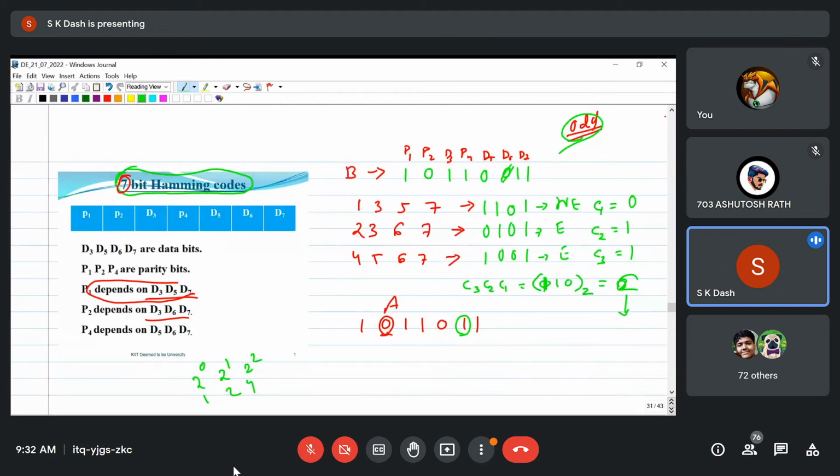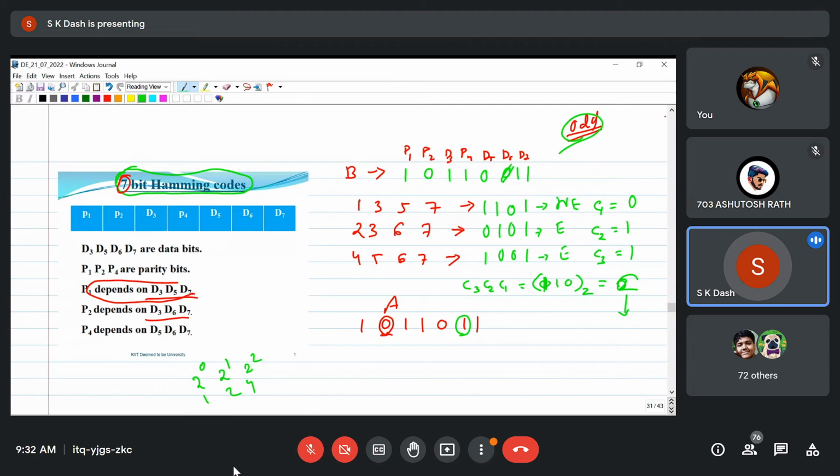Now suppose there won't be any error. Then what will happen? If there is no error, then everything will be 0. We are not using the 0th position anywhere. So when there is no error, we should get everything as 0. Exactly the same method should be applied for the even parity system.